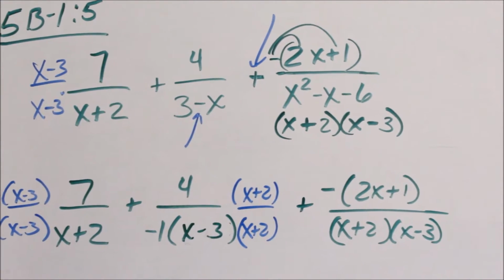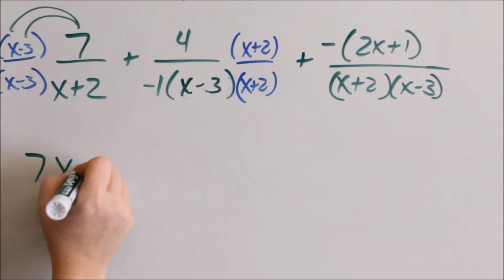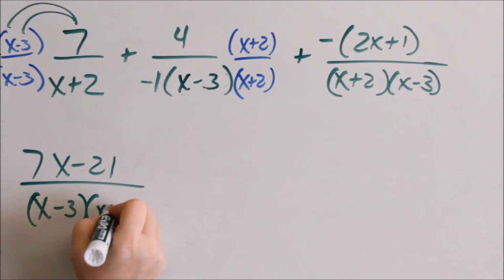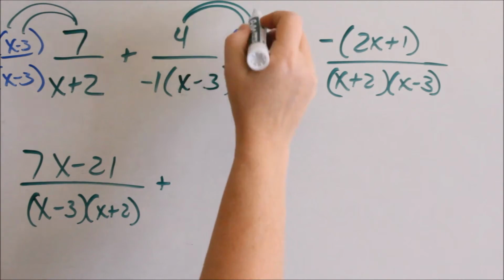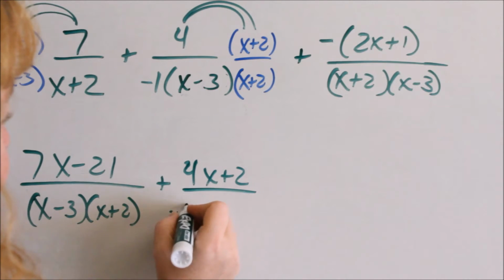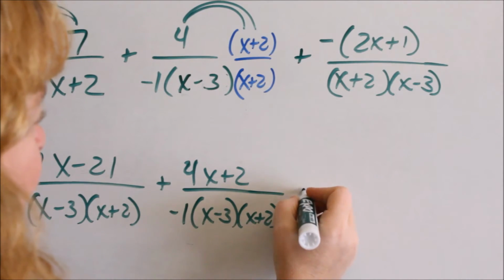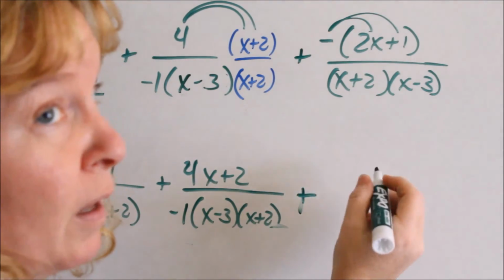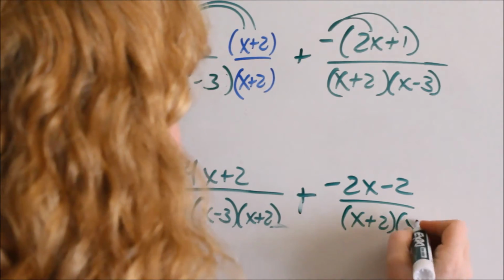So now let's do my new fractions. This 7 has to be distributed to both of those. So 7x minus 21 all over x minus 3, x plus 2. Okay? Plus, this 4 has to be distributed. So that would be 4x plus 2 all over, there's my negative 1, x minus 3, x plus 2. Now let's distribute this negative to everything. Plus negative 2x minus 2 all over x plus 2, x minus 3.